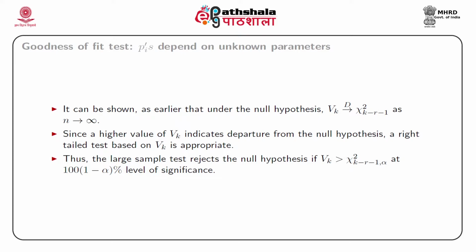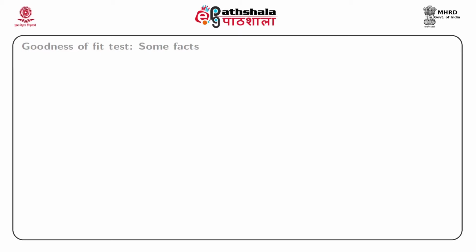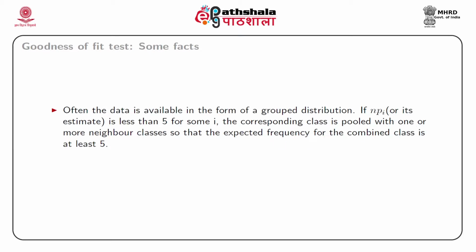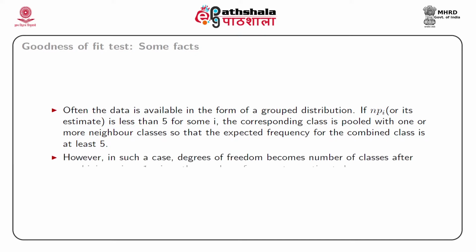So before we conclude, let us shortly discuss some facts related to this. Often the data is available in the form of a group distribution. If n Pi, that is the expected frequency for the ith class, is less than 5 for some i, the corresponding class is pooled with one or more neighbor classes, so that the expected frequency for the combined class is at least 5. However, in such a case, degrees of freedom becomes number of classes after combining minus 1 minus the number of parameters estimated.